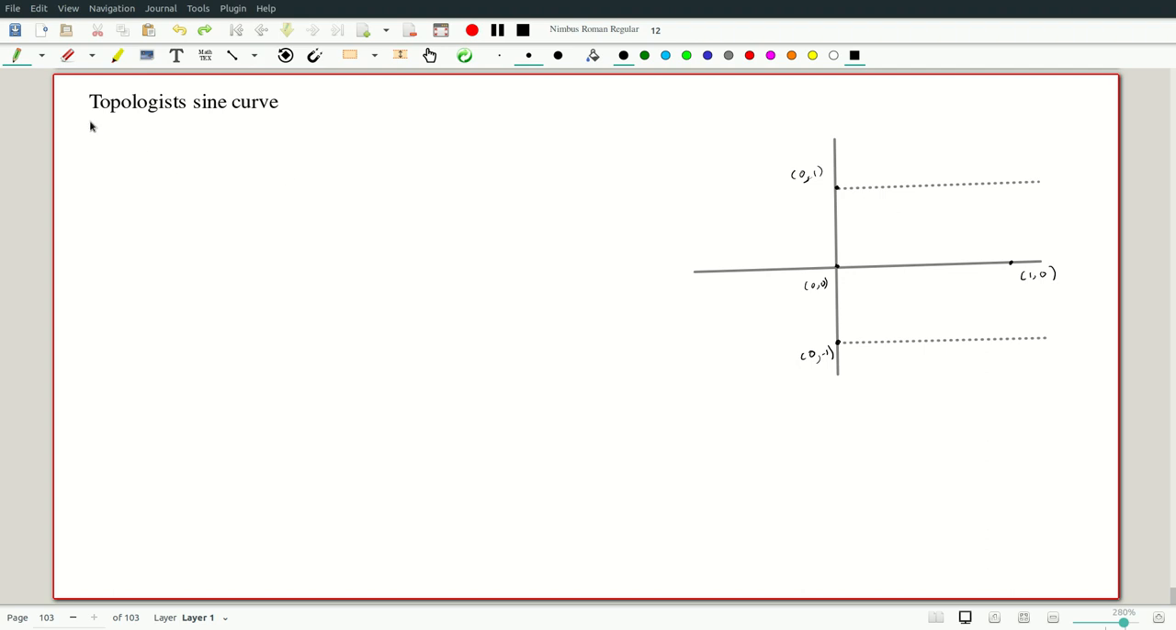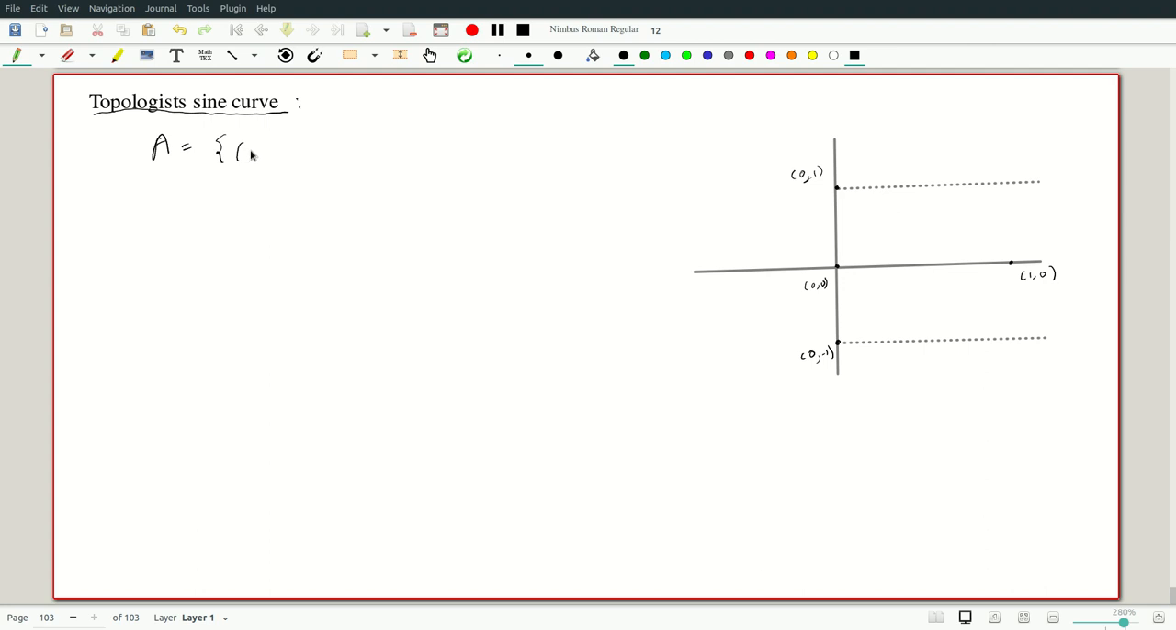Now we'll look at an example which is connected but not path connected, and anyway is a nice example in working out the definitions of topology. This is what's called the topologist's sine curve. Before drawing it, let me first write a set A. A itself is not the topologist's sine curve. It's the graph of a function.